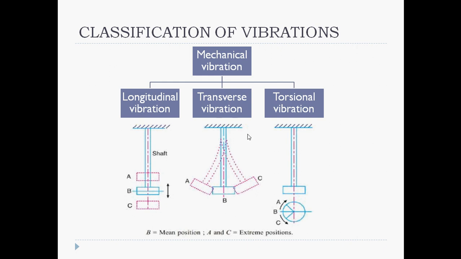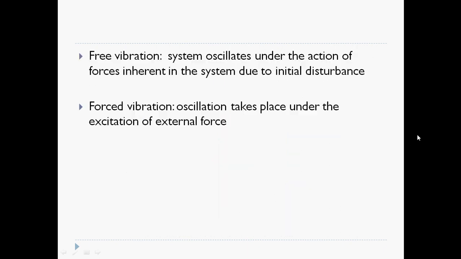In transverse vibration, motion occurs perpendicular to the axis of the shaft. Here there will be bending of the shaft, with compression and elongation occurring, so tensile and compressive stresses occur. In the case of torsional vibration, the disc rotates about the axis of the shaft. There is a twisting moment, and due to that, shear stresses are induced in the shaft.